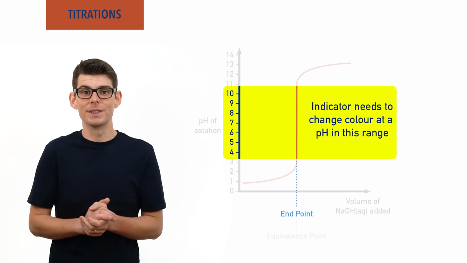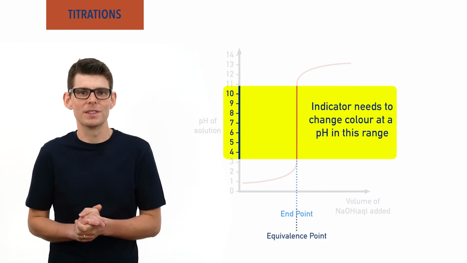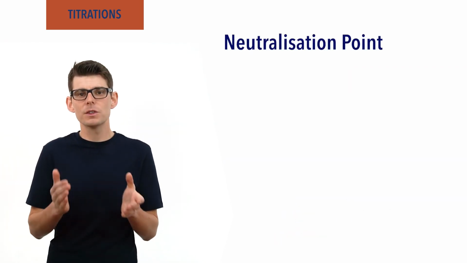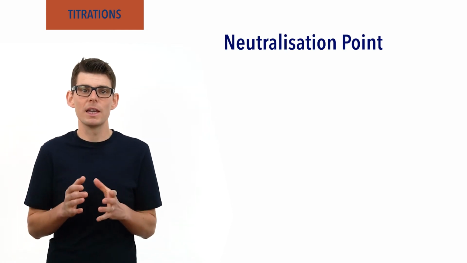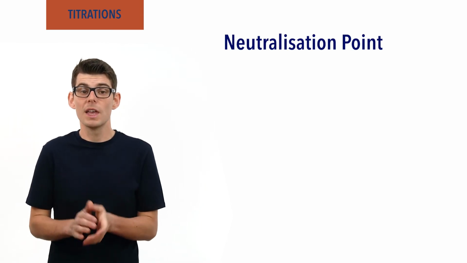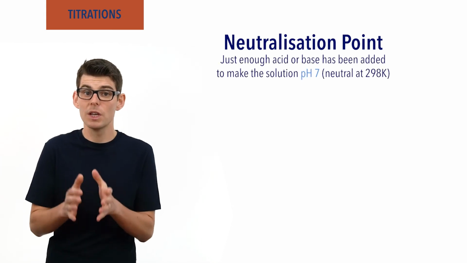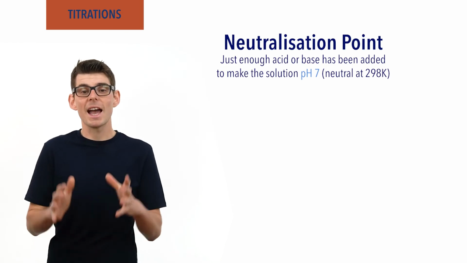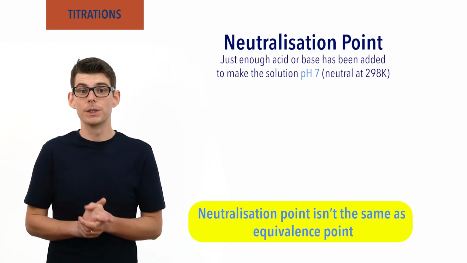One massive source of confusion for students at this level is the idea of a neutralization point. A solution at 298 Kelvin is considered neutral if its pH is 7. Therefore, the neutralization point in a titration is the point at which enough acid or base has been added to get the solution to a pH of exactly 7. Simple as that. It has absolutely no connection to equivalence point or endpoint.